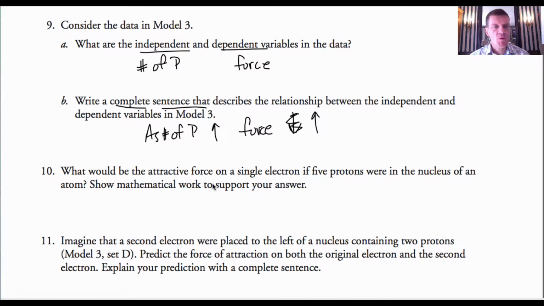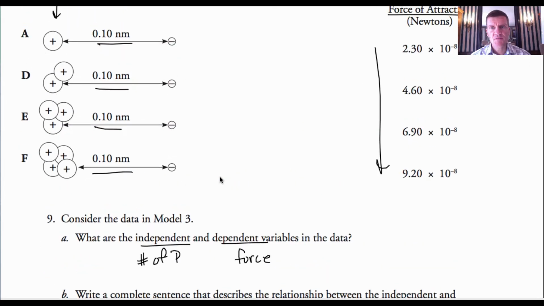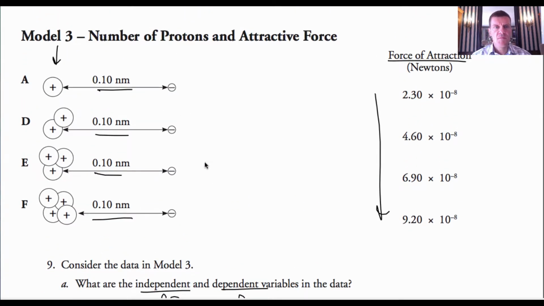Alright, number 10. What would be the attractive force on a single electron if 5 protons were in the nucleus of an atom? Show mathematical work to support your answer. Okay, so basically what they're saying here is, if you've got 5, let's go back up here. We've got 1, 2, 3, and 4. Now they're saying, what if you had 5?